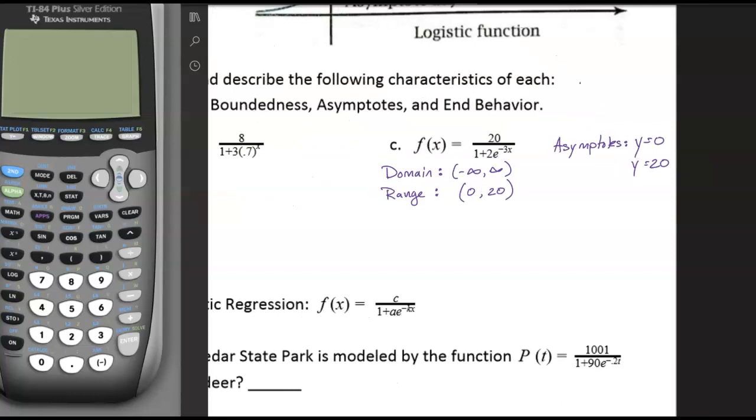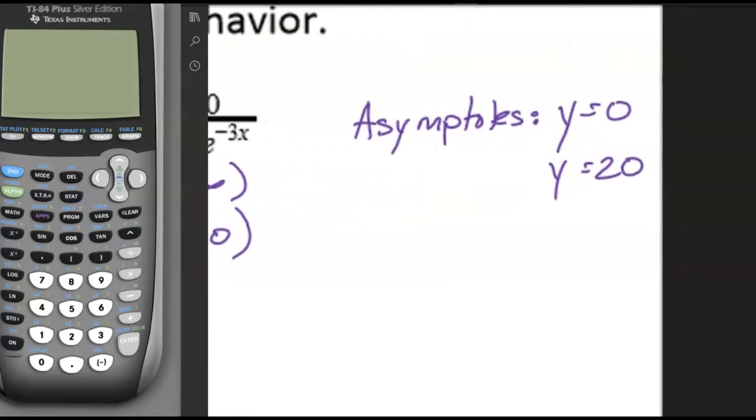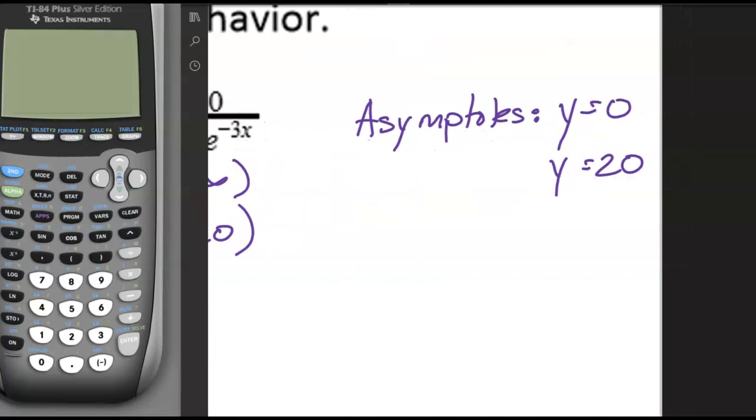Now, eventually it does want us to do boundedness. So which one of these asymptotes binds it below? Yep, so we say it's bound below by y equals 0. And which one binds it above? y equals 20. So we say that it's bound above by y equals 20.